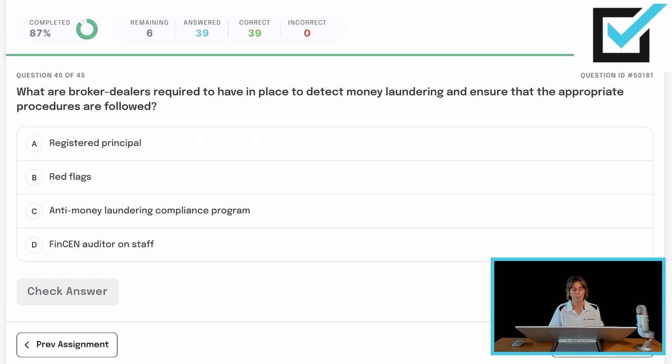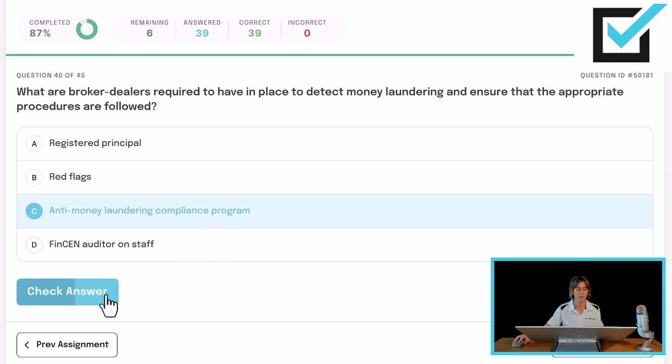What are broker-dealers required to have in place to detect money laundering and ensure that the appropriate procedures are followed? Registered principal, red flags, anti-money laundering compliance program, or FinCEN auditor on staff. It is the anti-money laundering compliance program that is designed to detect money laundering and ensure that the appropriate procedures are followed.